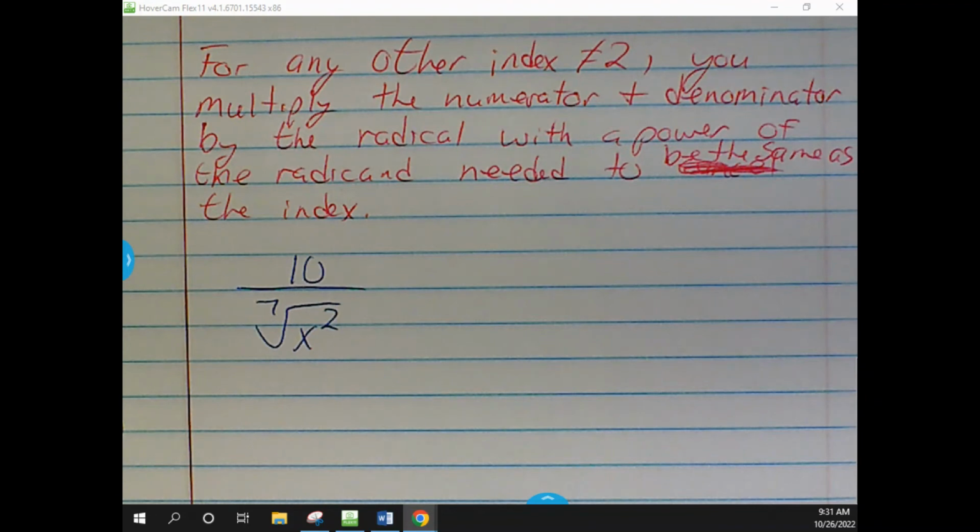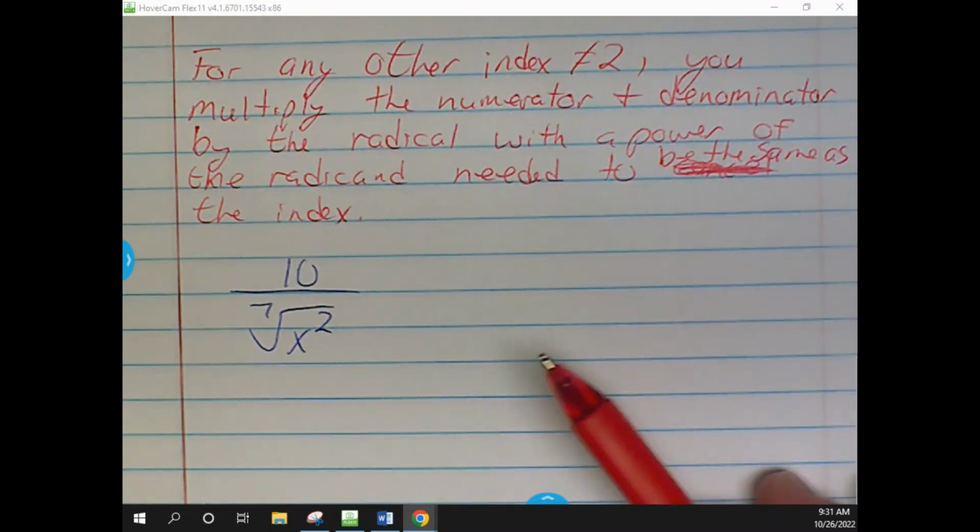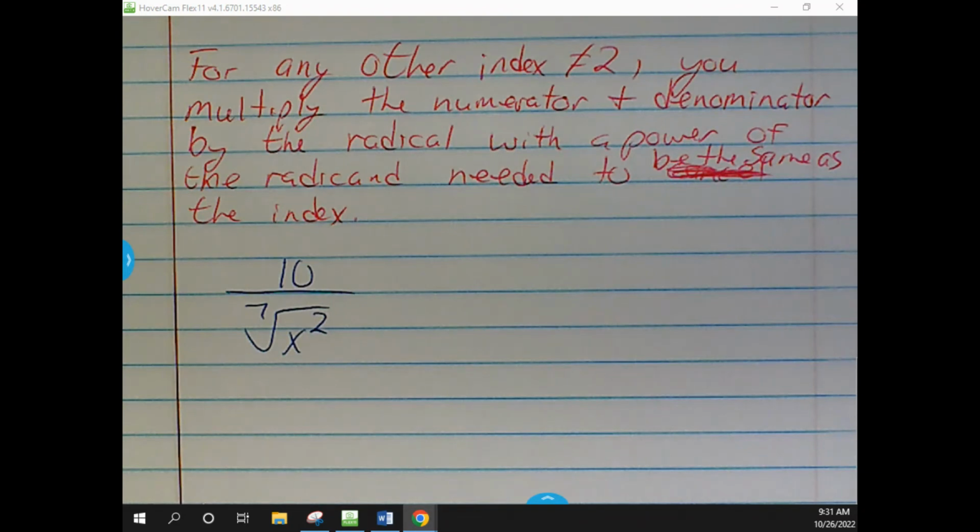So let's say we're doing 10 over the 7th root of x squared. If it was a square root, we just took this thing, moved it up top, and then cancelled out the bottom. But we're not able to do that for this one. So here's what we have to do.